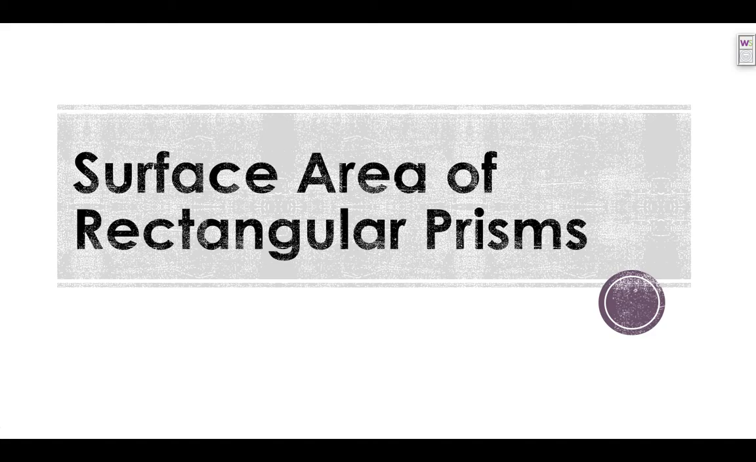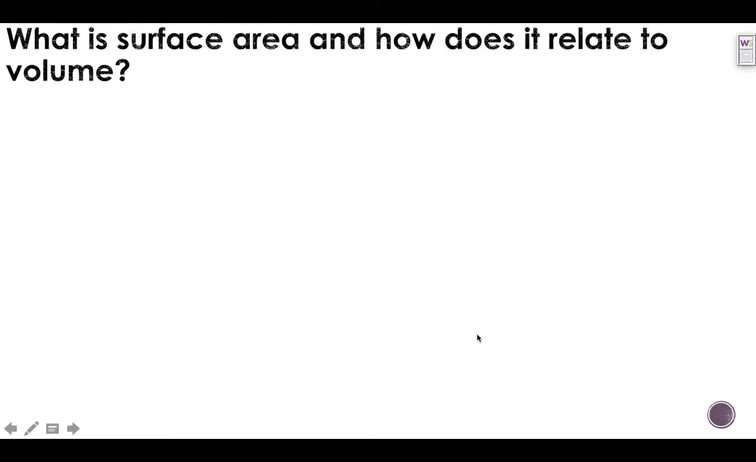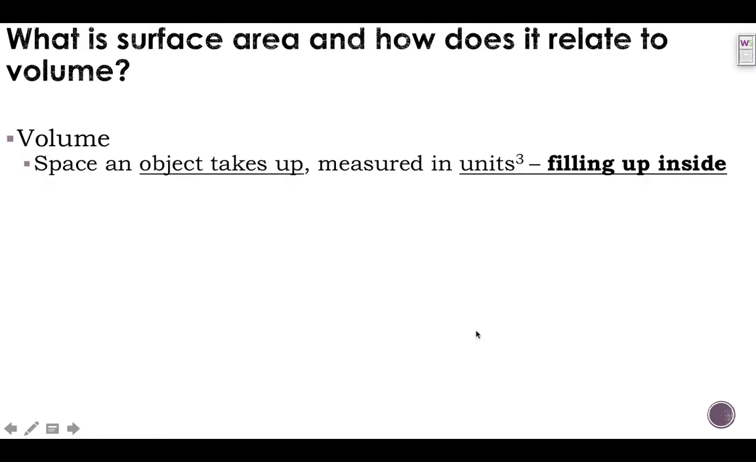This lesson will talk about how to find the surface area of rectangular prisms. The first thing we need to think about is what is surface area and how does it relate to volume. When we think about the volume of something, we're talking about the space that an object takes up. It's measured in units cubed, that's what that little 3 means right there, and what we're talking about is filling up the inside of a shape.